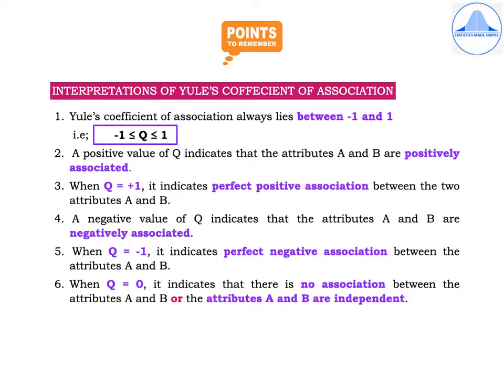A negative value of Q indicates that the attributes A and B are negatively associated. And when Q is equal to -1, it indicates perfect negative association between the attributes A and B. And when Q is equal to 0, it indicates that there is no association between the attributes A and B, or the attributes A and B are independent.